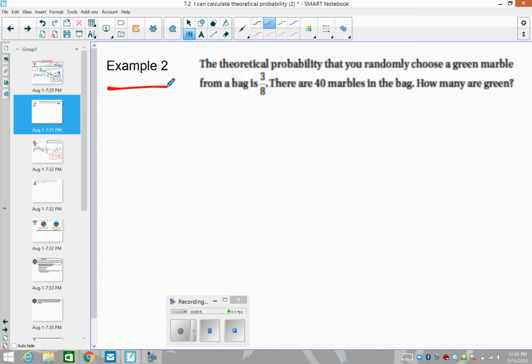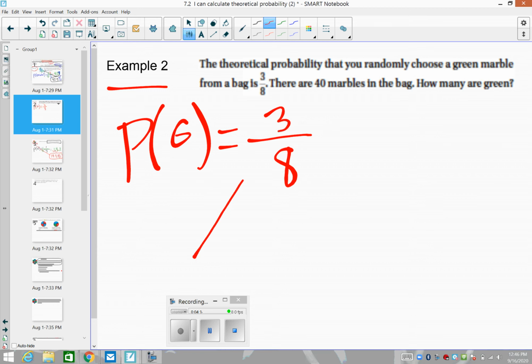So let's take a look at this question here. Example 2. I'm jumping around a little bit so they're not in order. The theoretical probability that you randomly choose a green marble from a bag is 3 out of 8. So probability that we draw a green. This will be a prediction question. We predict 3 greens out of 8 in a bag. That is what our prediction is.